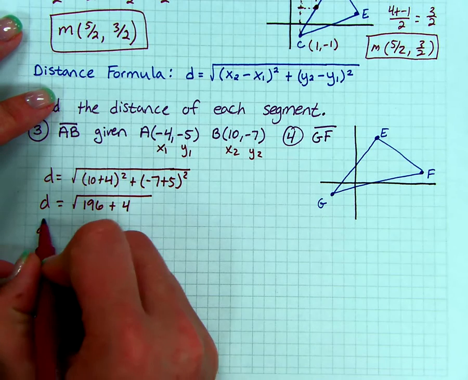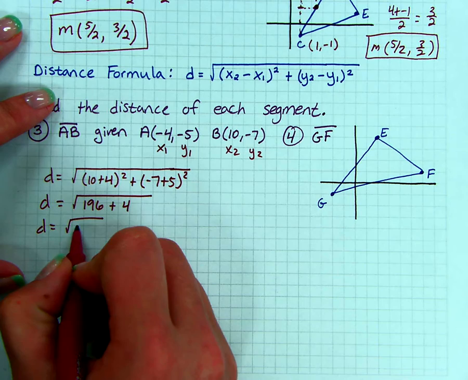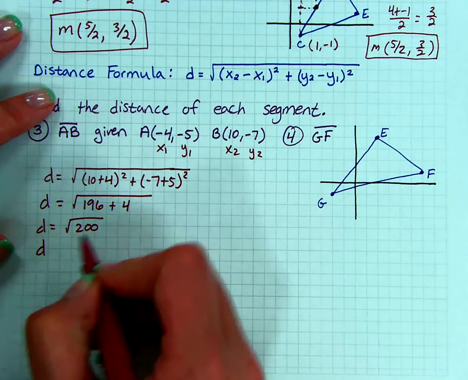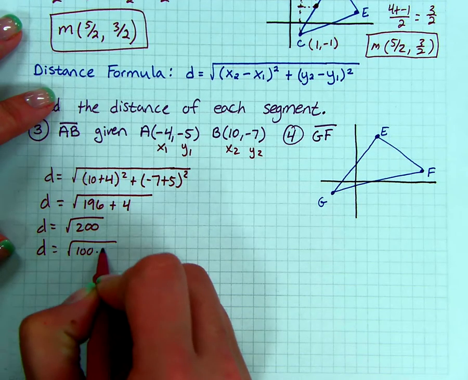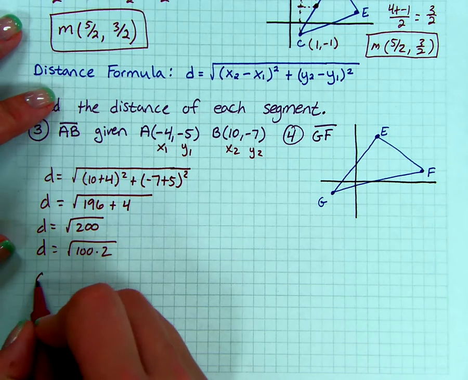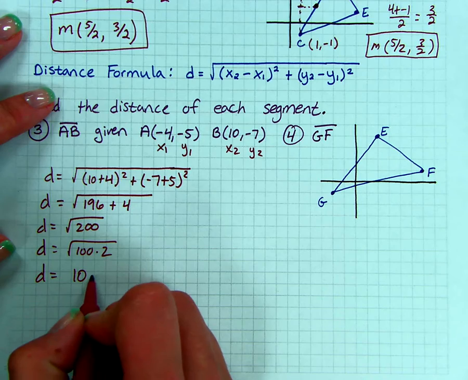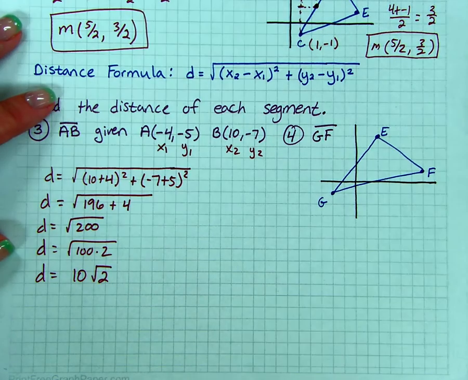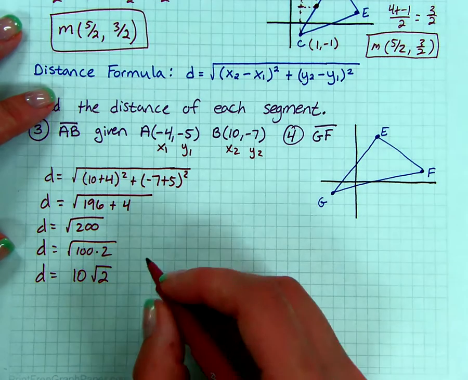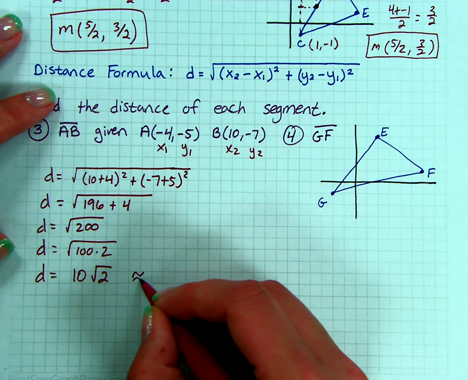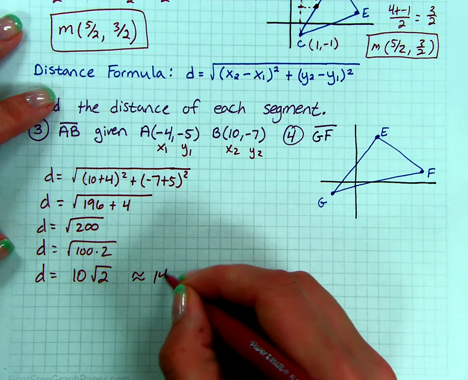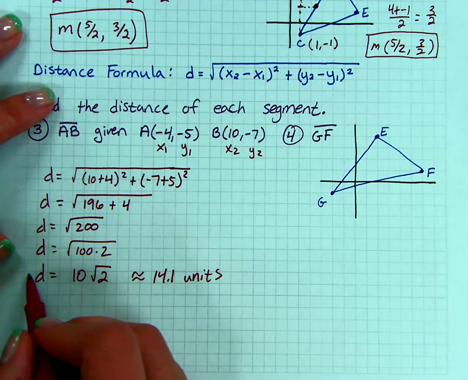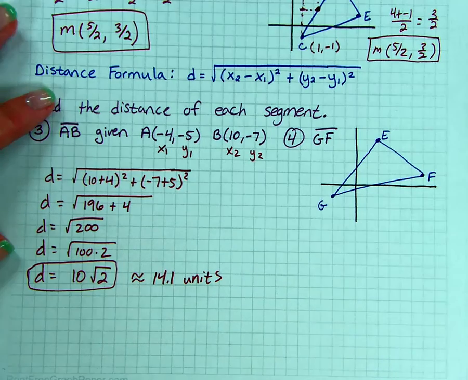Just continuing to simplify, that will give us the square root of 200. If we simplify that, we can split it as 100 times 2. The square root of 100 is 10, and 2 would stay inside the radical. This is our exact answer. If we wanted the approximation, we would just take the square root of 200 on our calculator. So the distance for this would be approximately 14.1 units. Like I said, for this class, we are going to leave our answers in exact form when we can.